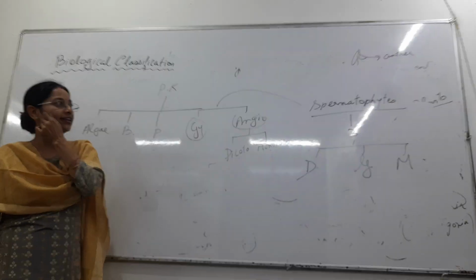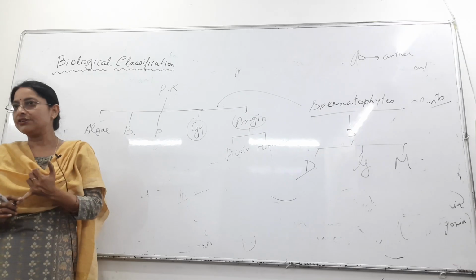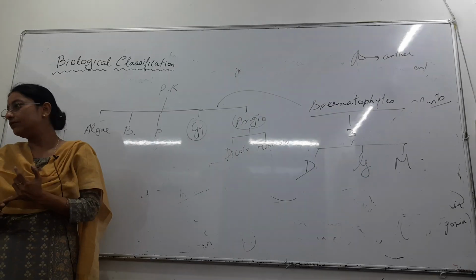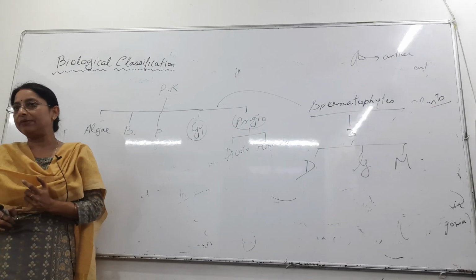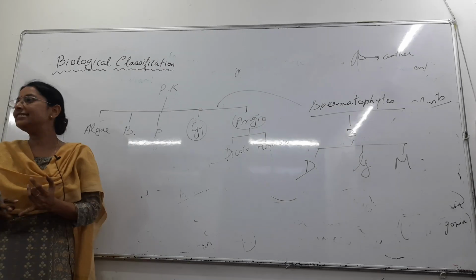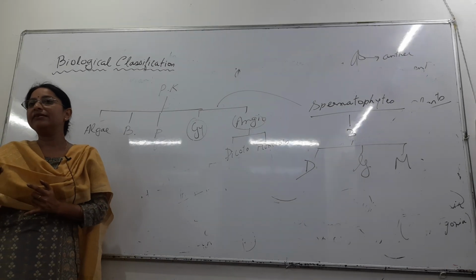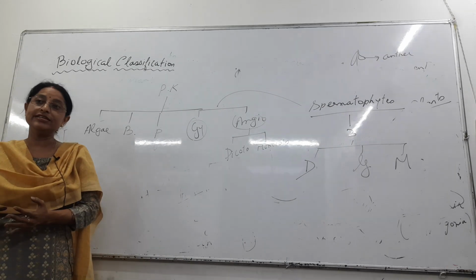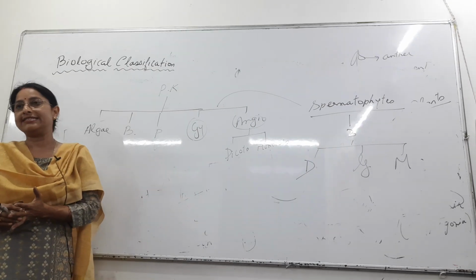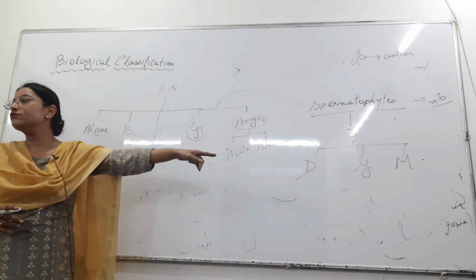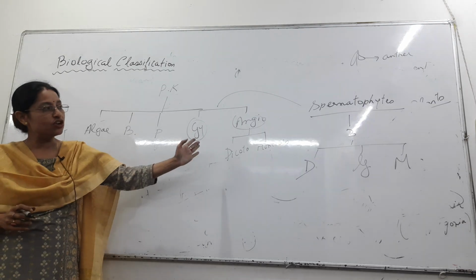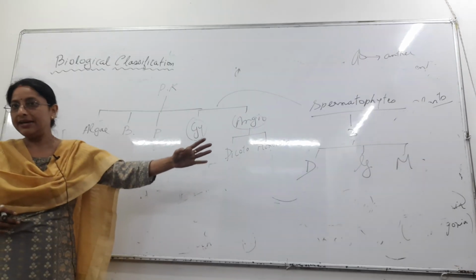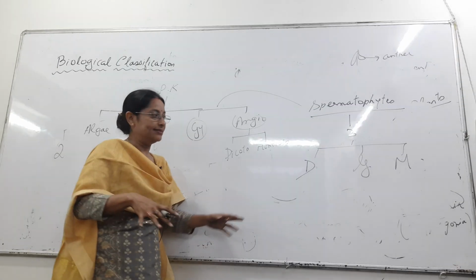So Bentham and Hooker proposed a classification of spermatophytes. What are spermatophytes? Seed bearing plants. How many groups did he divide them into? Three groups. Is Bentham and Hooker's classification accepted? No. Why is it not accepted? Because of the arrangement. Because it did not talk about proper evolution, right? What would have been the correct method?